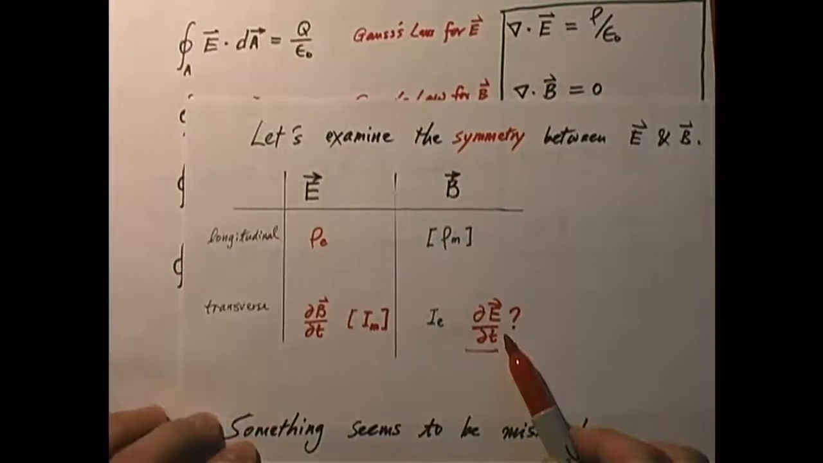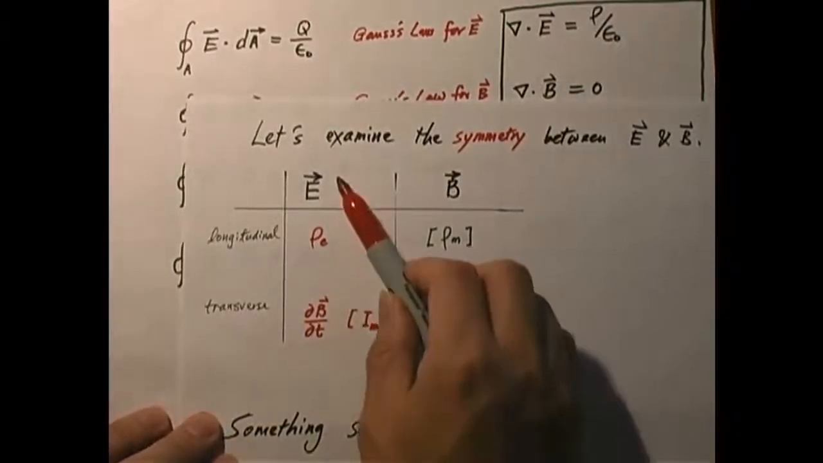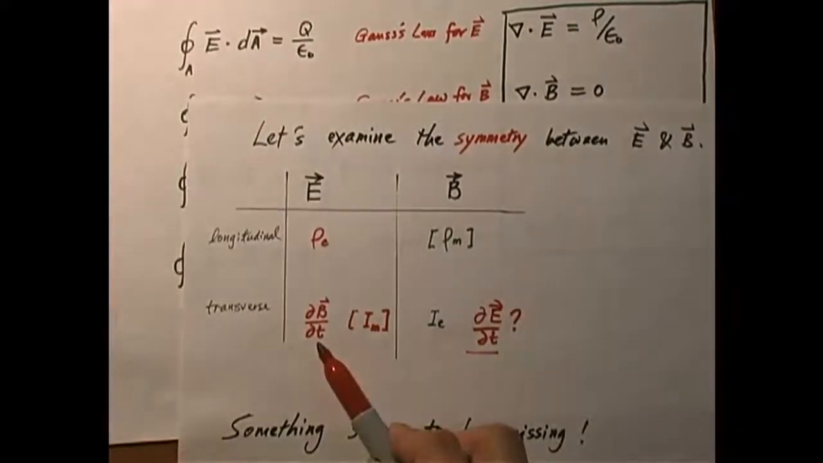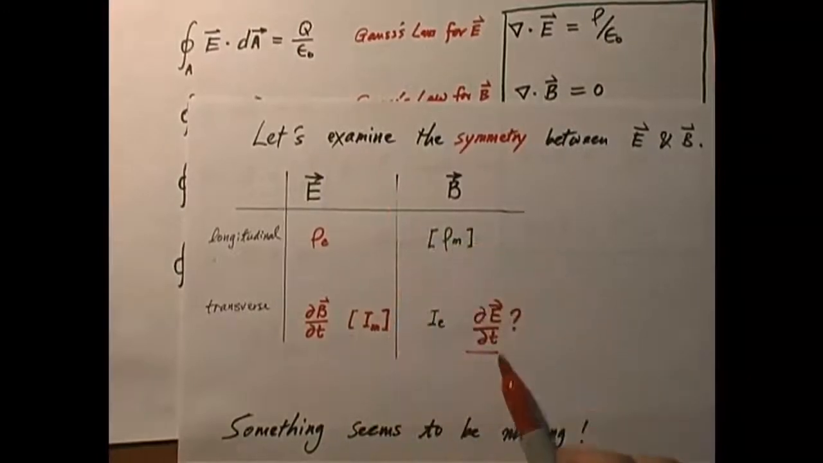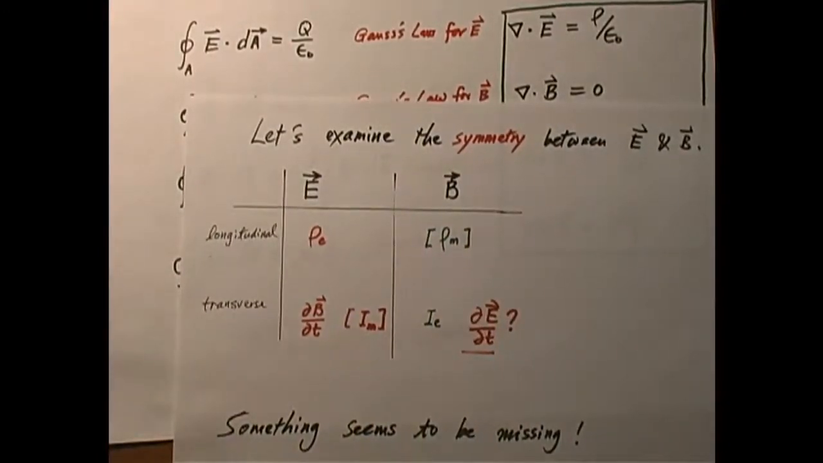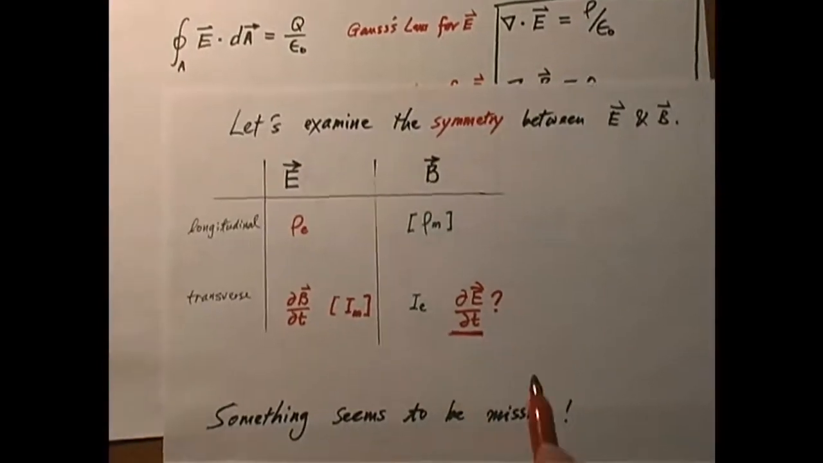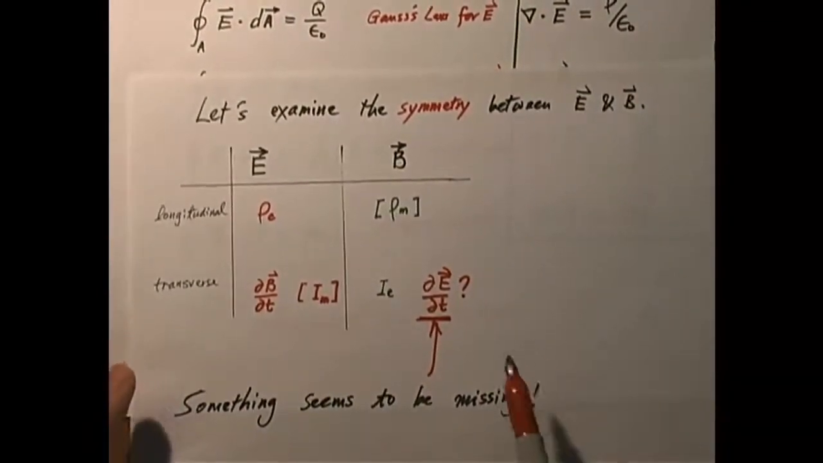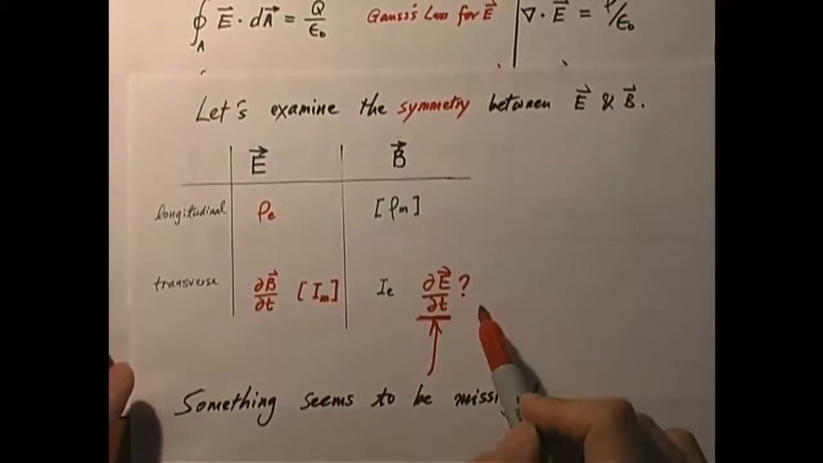You know, electric charge produces electric field, magnetic monopole produces magnetic field, and so on and so forth. Partial B, partial t creates an electric field, partial E, partial t creates a magnetic field, and so on. Okay, but we have not examined this possibility yet. Something seems to be missing, and that's what's missing. So if you look at the symmetry, then you conclude that we should take a closer look at what happens when the electric field changes.